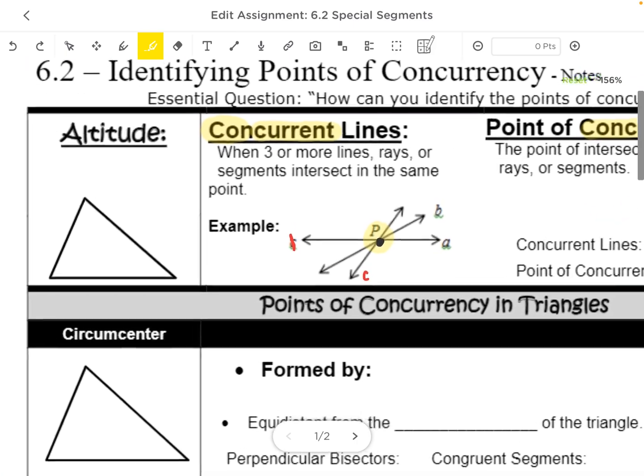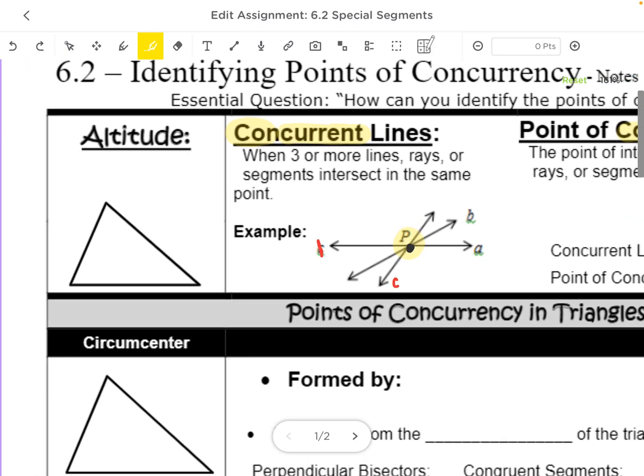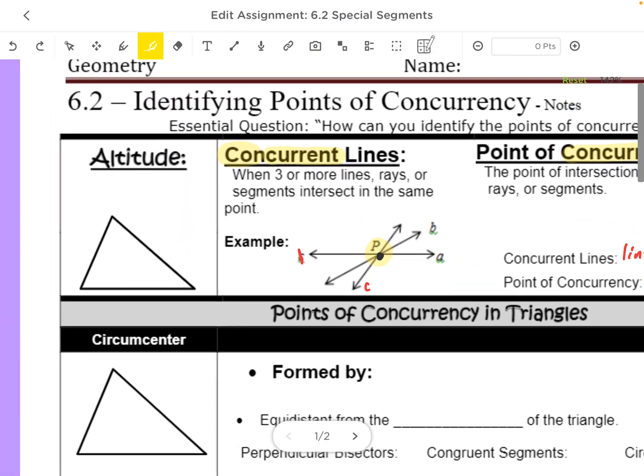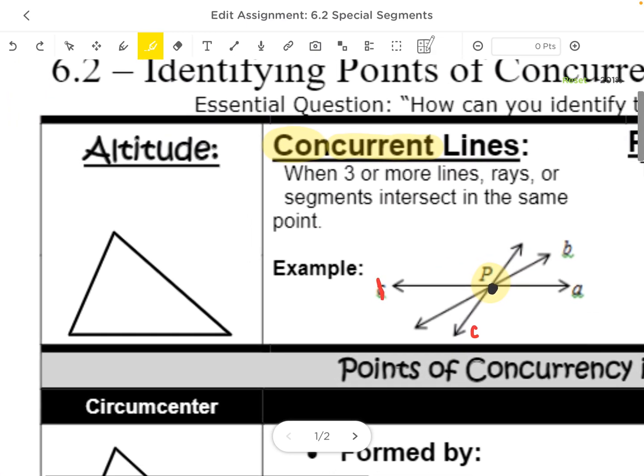So that's the basics of those vocabulary words. All right, let's talk about some other things. Last time we talked about special segments. Now we're going to go into more depth. The first one we're going to talk about is altitude. This is a vocabulary word. What's an altitude? Altitude is kind of like what you think of with an airplane. Where's the altitude of the airplane? Well, it's how high it is compared to the bottom.